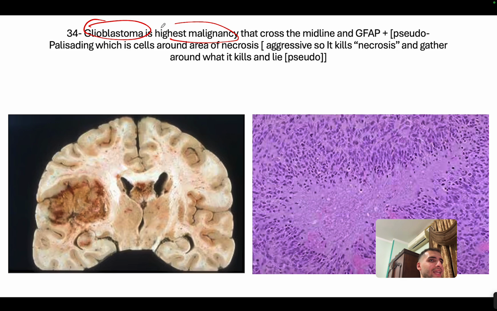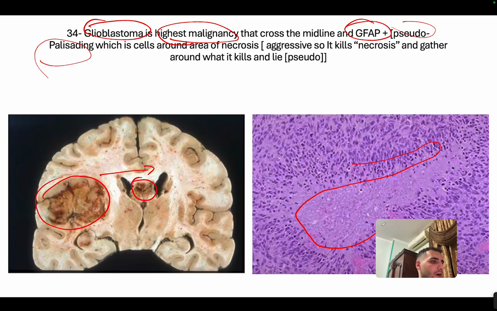This is the highest malignancy in adults, or the poorest prognosis of malignancies. And you would always see that it crosses the midline. So as you can see here, there is necrosis here, and there is necrosis here. So it crosses the midline, okay? And it's GFAP positive. And what you would see in the histology is pseudopalisading. So palisading means that there are cells that are somehow gathering around something.